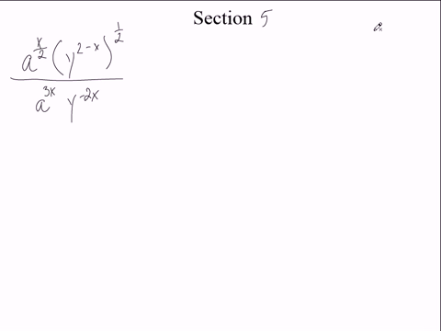Let's go back in time a little bit. Do you remember if you had x to the, I don't know, 7th over x to the 3rd? What's the rule for these? If they're the same base, what do you do with the exponents? Subtract the exponents. Okay, so it's x to the 4th.